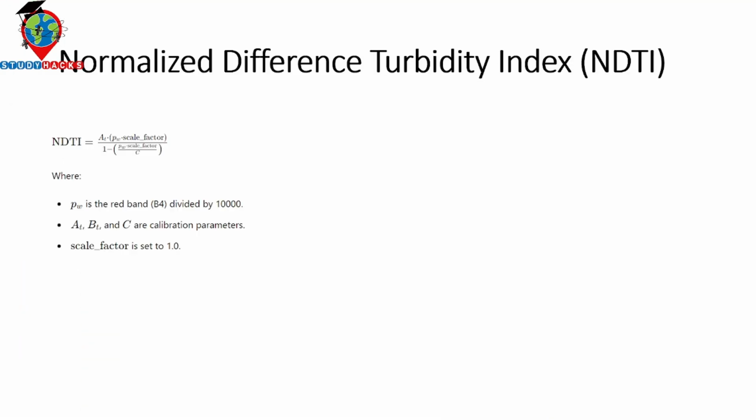So first of all, the normalized difference turbidity index. You can see the formula here. This is the NDTI, called the normalized difference turbidity index. So here we can get this type of formula.